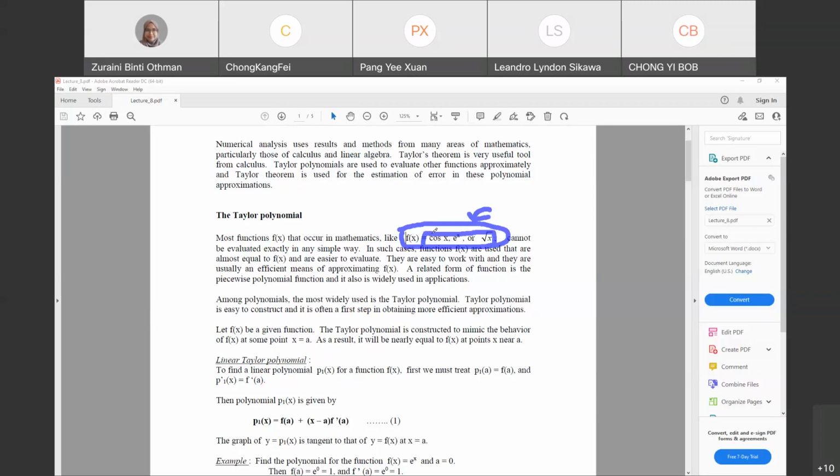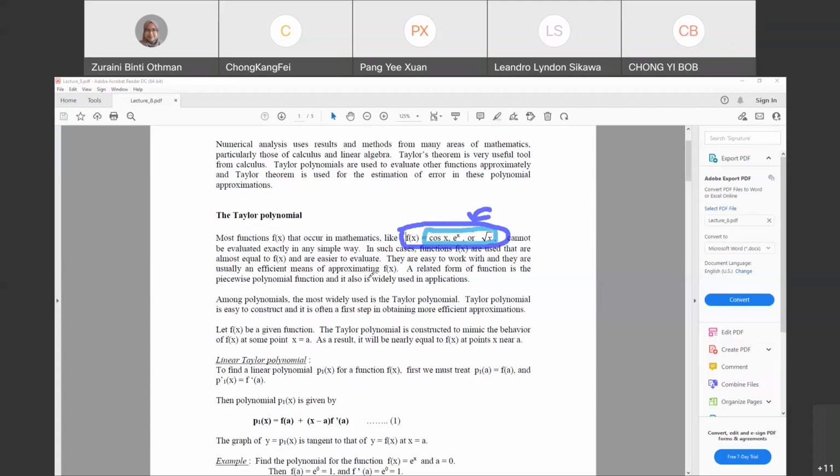Okay, nanti last kali saya bagi tahu what I use Taylor polynomial for, to find the region of interest in my research. Okay, this is just an example for you. In such cases, functions that are close to f(x) and easier to evaluate are used. They are easy to work with, and they are usually an efficient means of approximating f(x).